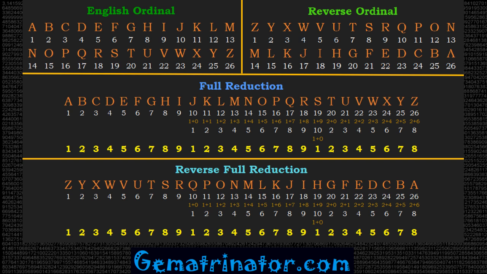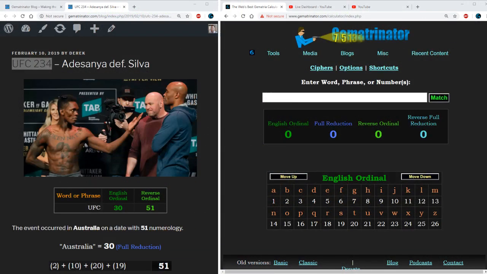When you pay attention to this numeric language and dates on the calendar, you quickly realize that something very strange is going on in this world. It's that a lot of these organizations, such as the UFC, are being operated by a numeric code. And we're going to talk about how that applies for UFC 234.